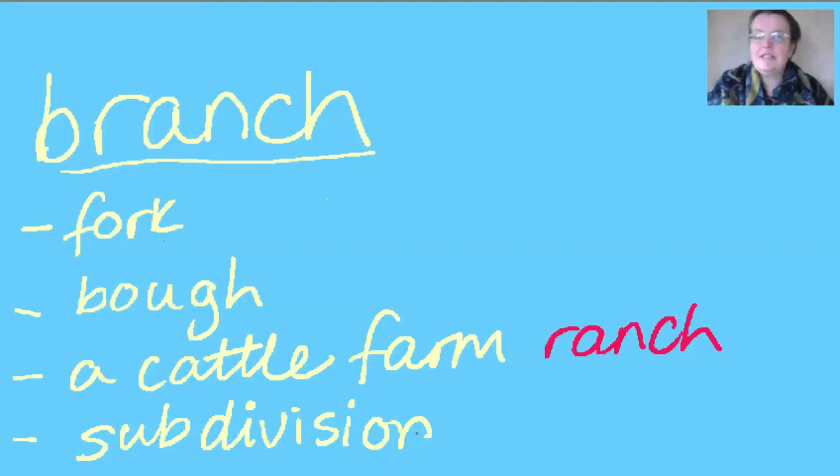So I went into the local branch of my bank. My bank is Lloyd's. They've got branches, that's sort of like little shops, if you like, all over the country. So it's a subdivision.